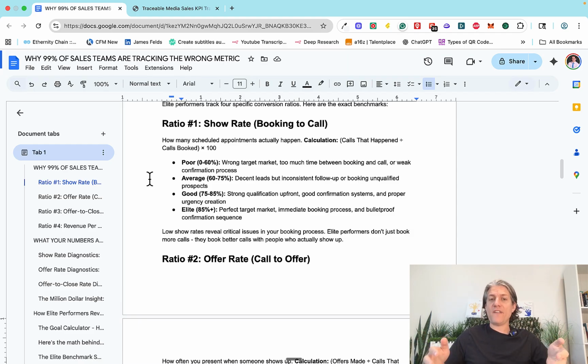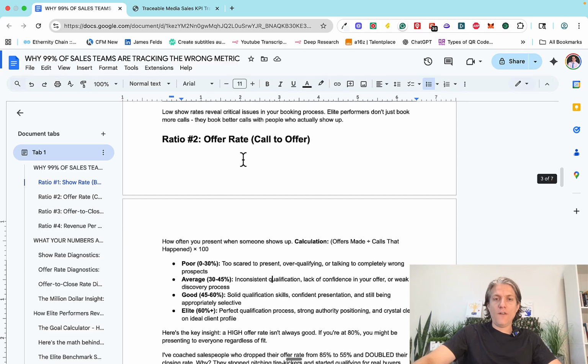Good, 75 to 85%: strong qualification up front, good confirmation systems, proper urgency. This is where we want to be, 80%. That's what we talked about. Elite, 85%. Again, take this with a grain of salt, because everyone showing up to the call is not always happening. But obviously, you could have the perfect target market, immediate booking process, and bulletproof confirmation sequence. So low show rates reveal critical issues in your booking process. Elite performers don't just book more calls, they book better calls with people who actually show up.